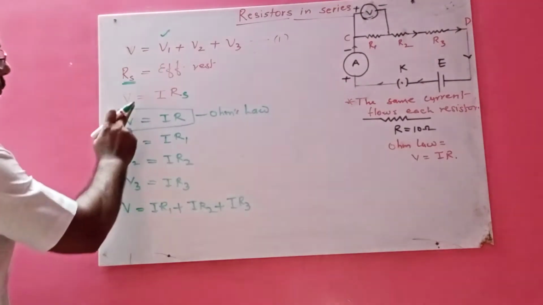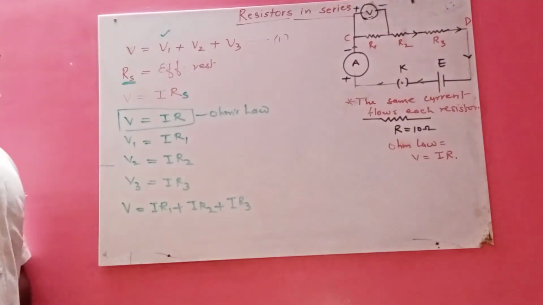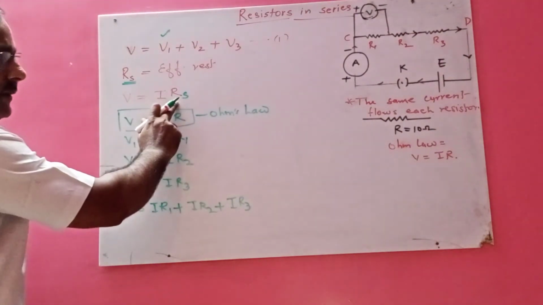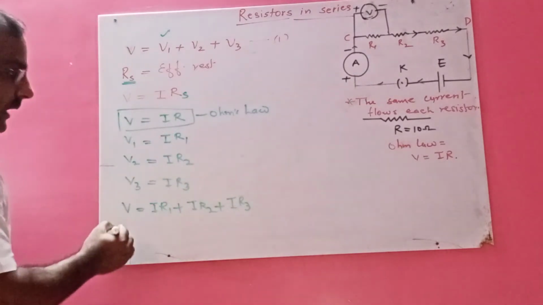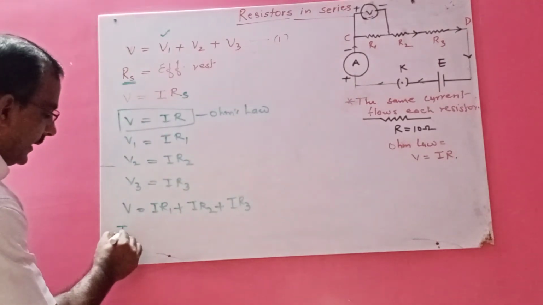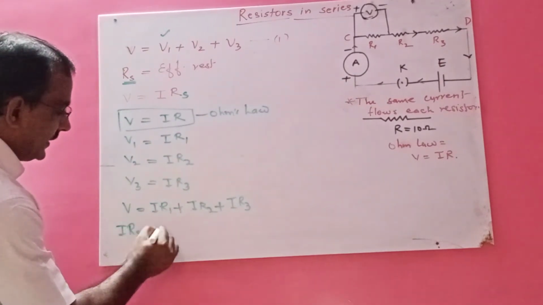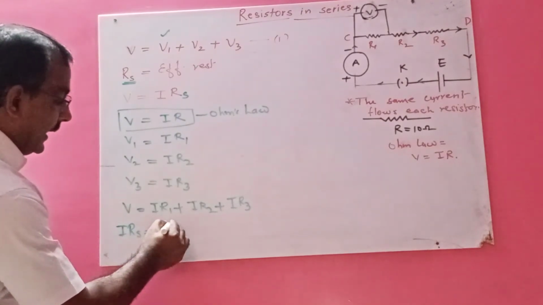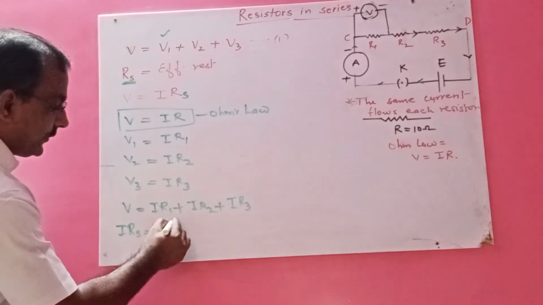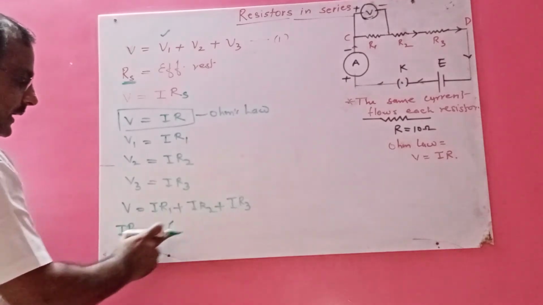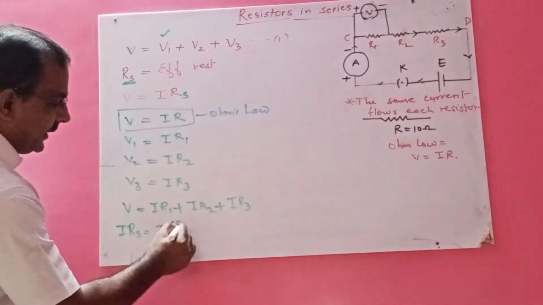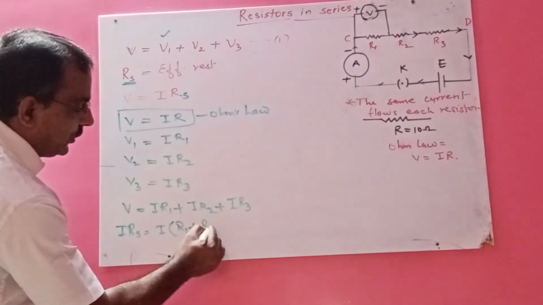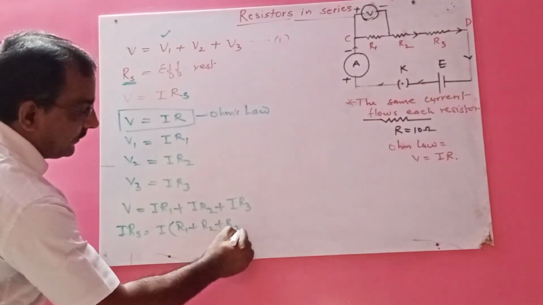Also, V is equal to what? V is equal to IRS. We will take this one because we want to calculate RS. So write down IRS is equal to I, and among these three, what is common? I is common. So the remaining is R1 plus R2 plus R3.